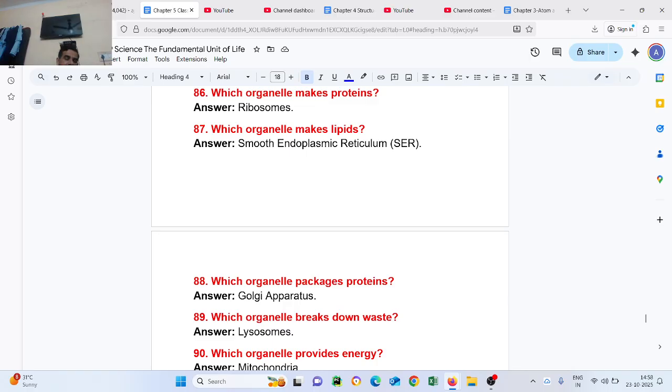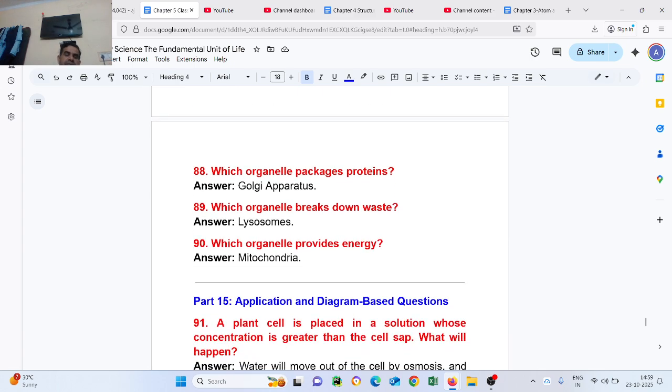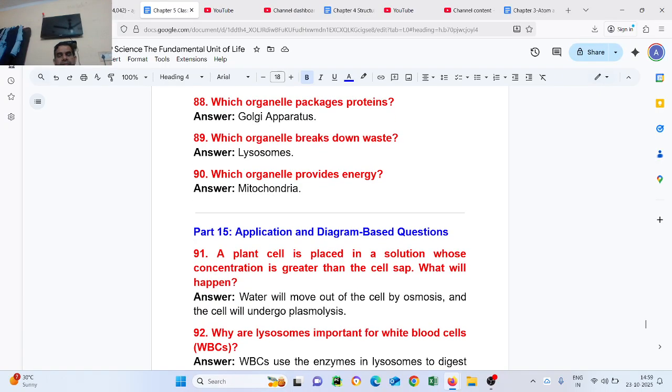Question number 88. Which organelle packages protein? Golgi apparatus. Question number 89. Which organelle breaks down waste? Lysosome. Question number 90. Which organelle provides energy? Mitochondria. Question number 15. Application and diagram based questions.